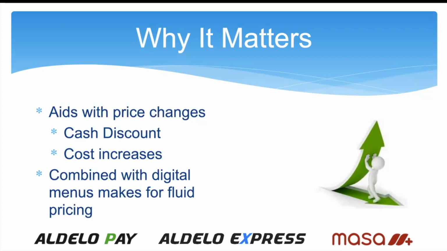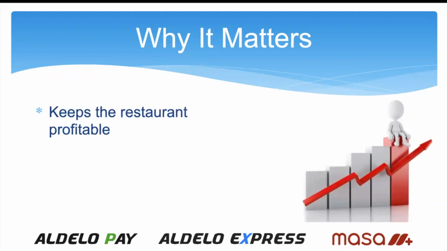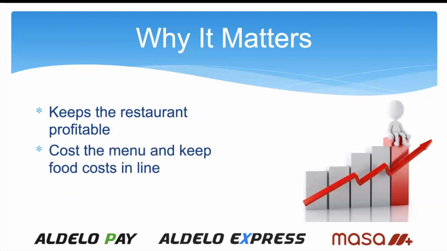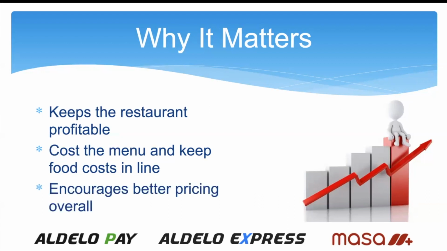And what that's going to then allow is for that restaurant to stay more profitable, because it does help them cost the menu. That is, look at the cost of the ingredients and cost to produce that item, then compare that to the menu price. That's called costing the menu. And it helps them keep the profits in line by making sure that they're selling the food for the right amount of profit involved. This just encourages better pricing overall. This makes a huge difference for the restaurant.